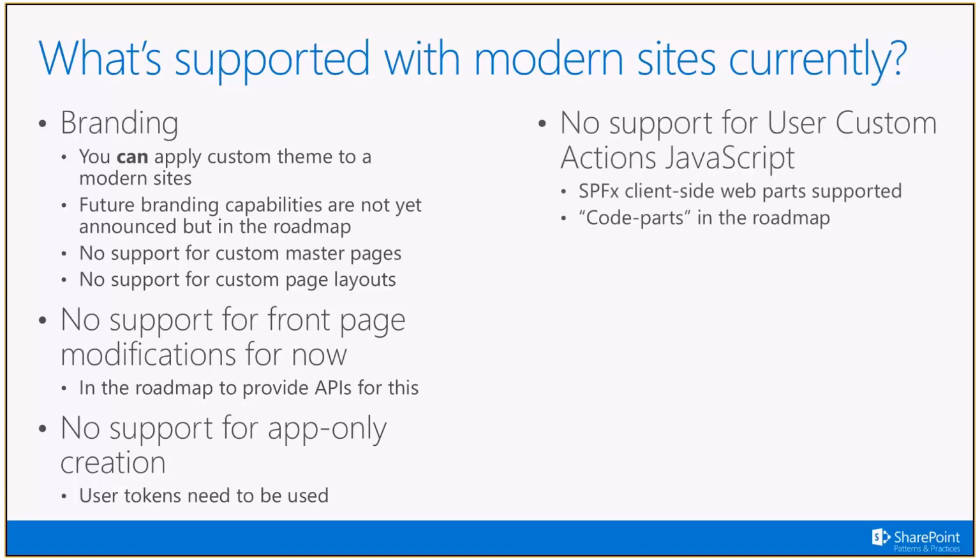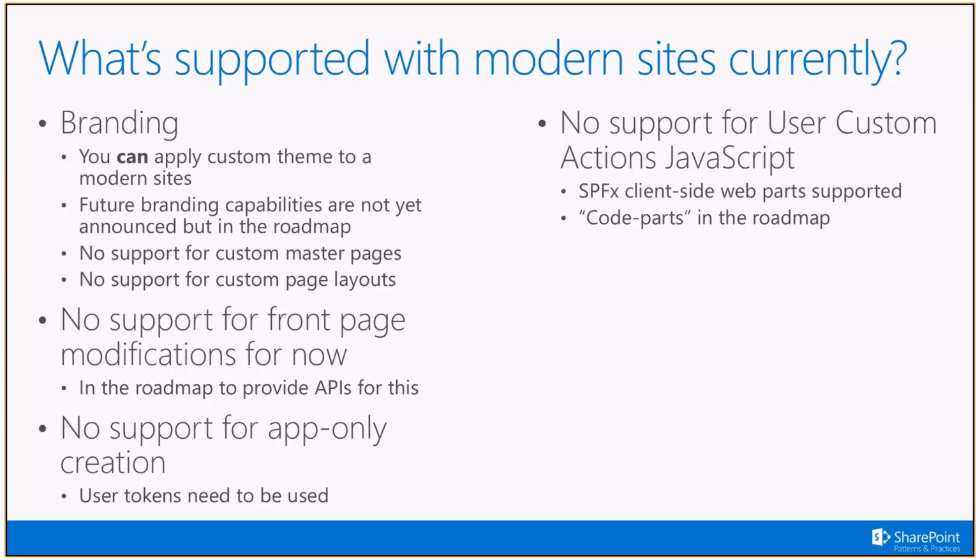There's no support for user custom actions in JavaScript because scripting is disabled within the site. So the classic scenario where somebody is using a site.userCustomAction and associates a JavaScript there, which is then drawing, for example, global navigation or header or footer, that scenario is currently not supported. You can do SharePoint Framework client-side web parts in the modern team sites, so you're able to use them.